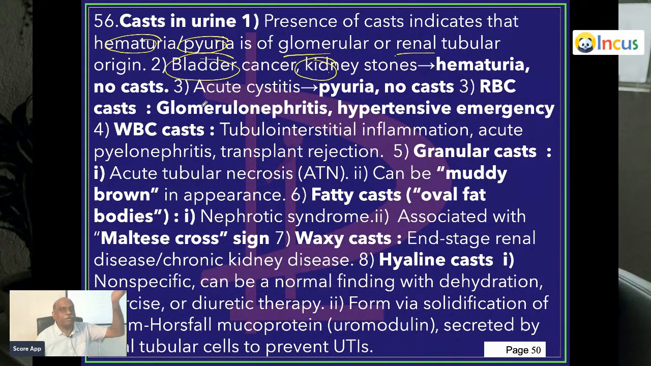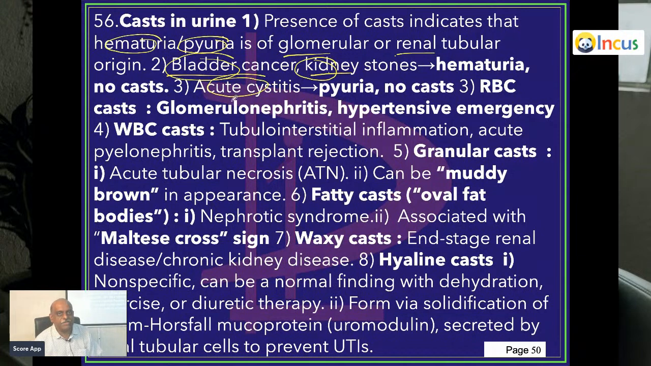If it is above the level of the glomerulus, like kidney stones, or below the level, like bladder cancer, right? A bladder cancer is below the level, not glomerular or tubular, below the level. There you find frank hematuria without any casts.